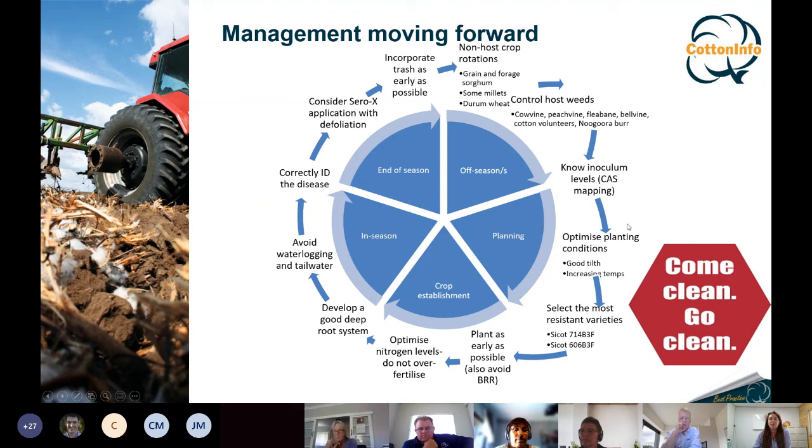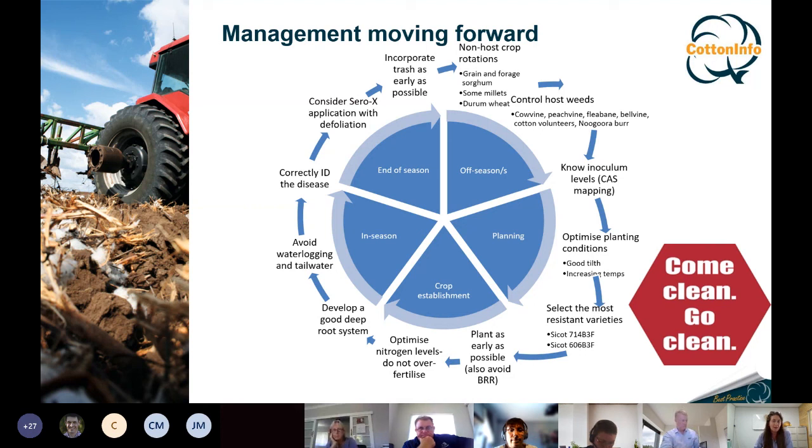Then moving into your following cotton crop, you want to optimize your planting conditions. So have good fine tilth in your hills or beds, and you want increasing temperatures. 25 to 27 degree air temperature, I think Linda was where we said the optimum was for ensuring your V ranks are working adequately. Select the most resistant varieties.